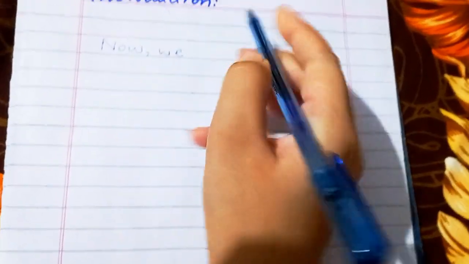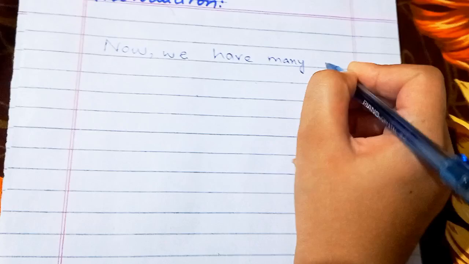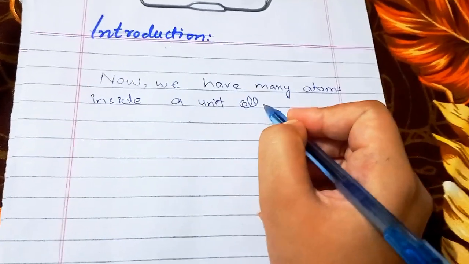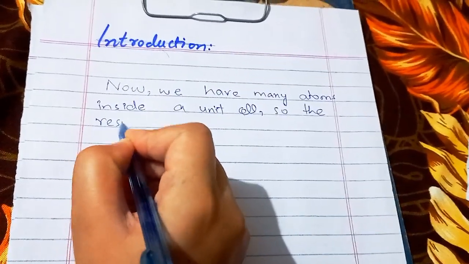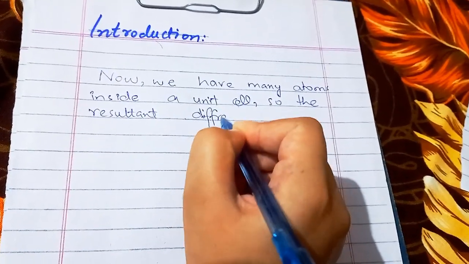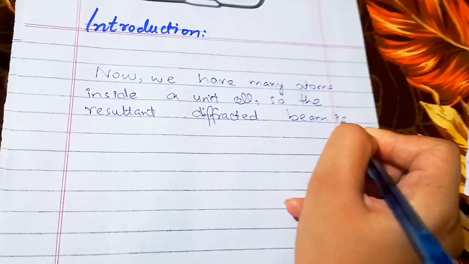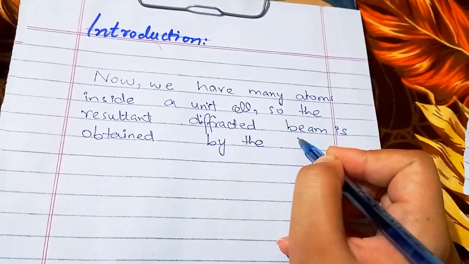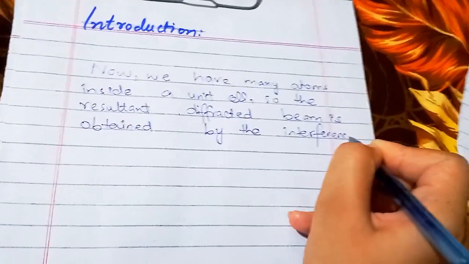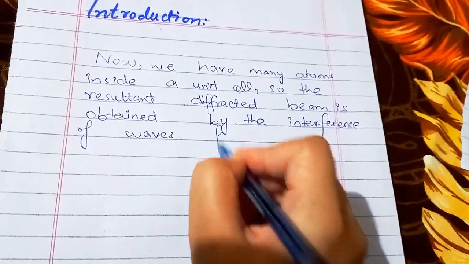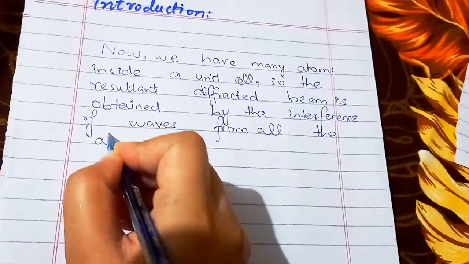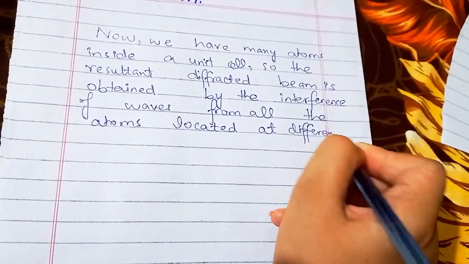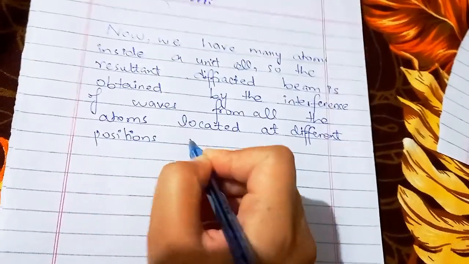Now we have many atoms inside the unit cell, so the resultant diffracted beam is obtained by the interference of waves from all the atoms located at different positions in a unit cell.